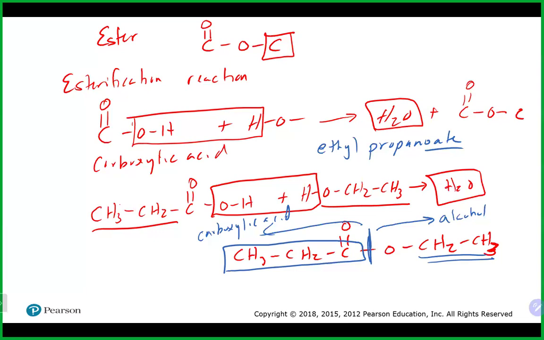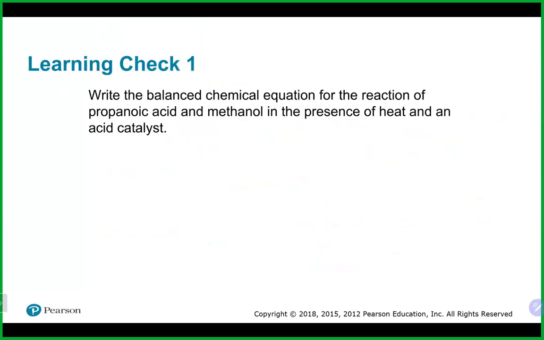All right, so I think that's where we left off. Let's try one here. Why don't you write the balanced equation for the reaction of propanoic acid and methanol in the presence of heat and a catalyst?